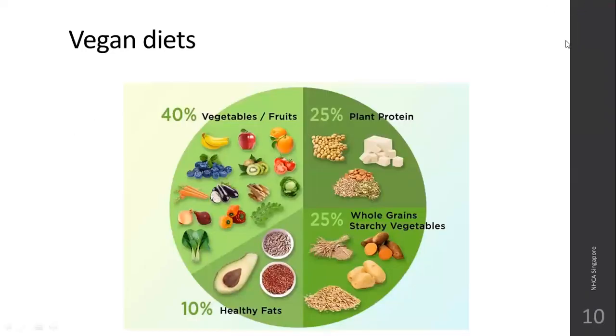Coming to the vegan diet. It is a plant-based diet excluding all animal products, even milk, curd, meat, eggs. Honey is also removed from the vegan diet. So a vegan plate will have majority vegetables and fruits, 40% of it. Then plant-based protein, and 25% is carbohydrates from grains, starchy vegetables, legumes, cereals, and 10% is from healthy fats.